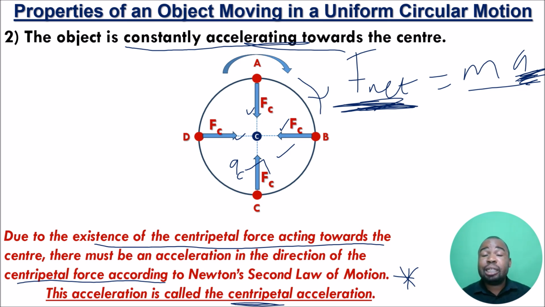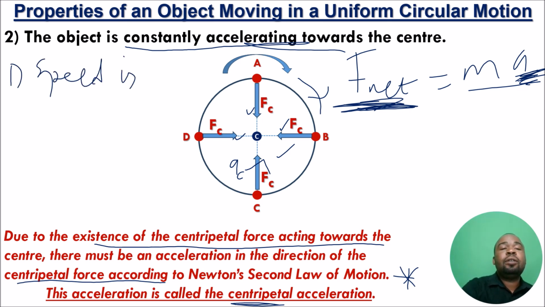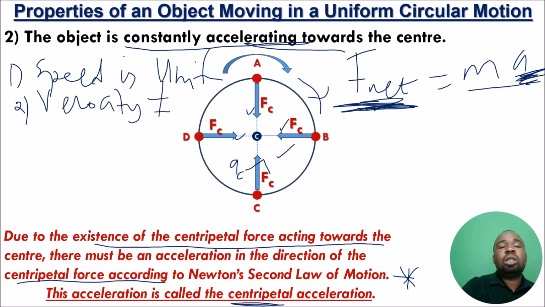I will close on this part. We have described the major properties, so I want to leave you with some few questions for practice. Remember, number one, since it's uniform motion, speed along the circular path is uniform. So number one, speed is uniform. Number two, velocity is constantly changing. Velocity is not constant. Why is it not constant? The direction component of velocity is changing due to the nature of the path, hence the velocity is changing.